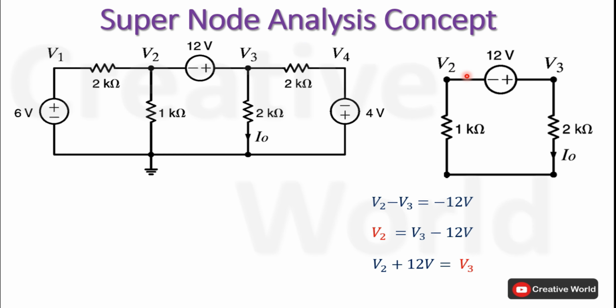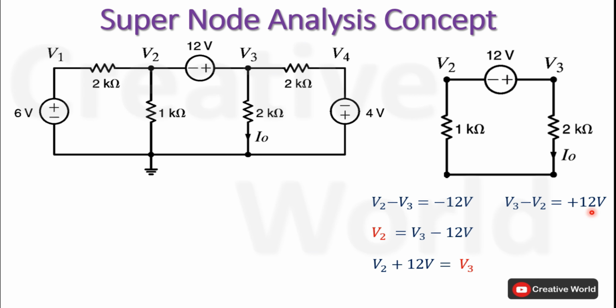Now we will consider another case where voltage V3 is at higher potential than voltage V2. In this case, the voltage difference between these two node voltages will be V3 minus V2 equal to plus 12 volt. Here V3 is at higher potential than V2. It means the direction of current is from V3 to V2 and the current is entering the positive terminal. That's why this 12 volt is taken with a positive sign.